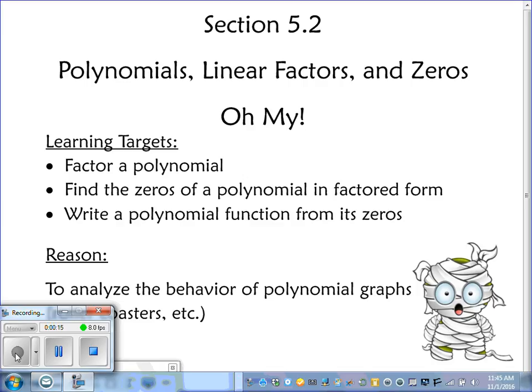So we're going to look at factoring. Have we factored before? Yeah, we factored before. Finding the zeros. Have you ever set them equal to 0 and then solved? Yes, we've done that. And then writing a polynomial from its zeros, we will learn that tomorrow, and I'll show you what that means. It's not hard, it's tedious more than it is difficult for tomorrow. Okay?